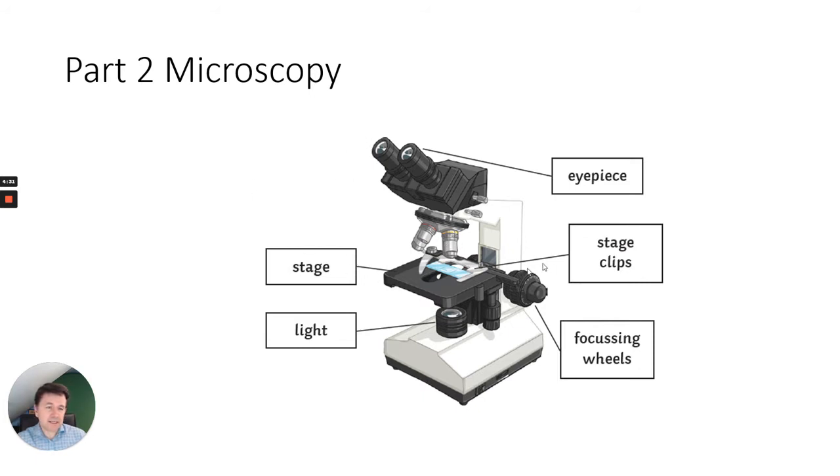You've got the stage, you've got stage clips, you've got the microscope slide on the stage, you've got the light, so the light passes up through the lenses, through the eyepiece into your eye, and then you've got a focusing wheel, so it's either a fine focusing or coarse focusing wheel.